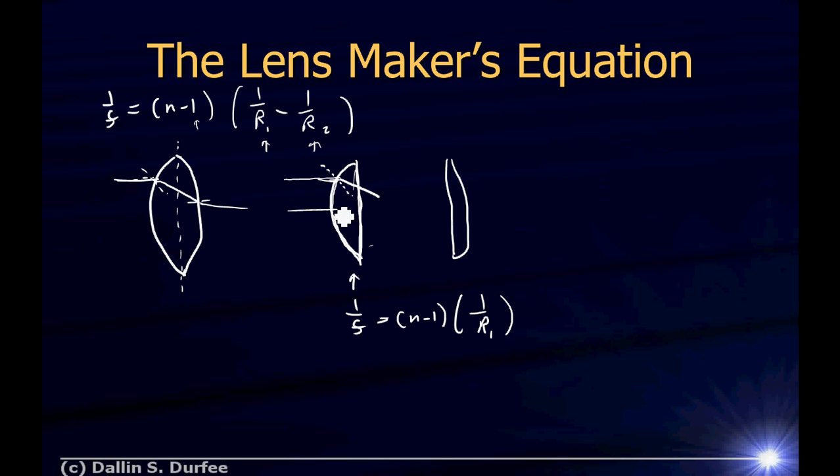Then it bends out again a little bit here, so this other surface will affect it. But the point is, if I have a lens with one convex surface and one flat surface, it ought to be focusing. So my focal length ought to be positive. If I want my focal length to be positive, I look at this and I say, oh, R1 must be positive. So this one right here is positive.